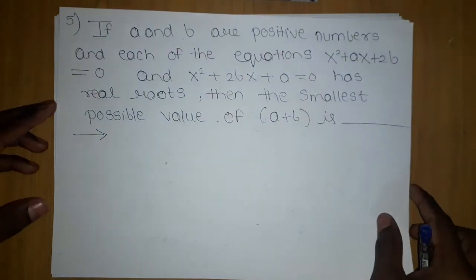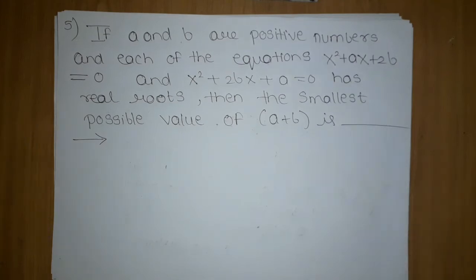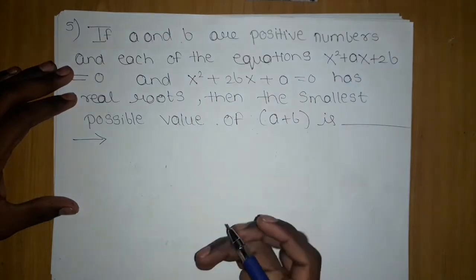The next problem is as follows: if a and b are positive numbers and each of the following, x square plus ax plus 2b equals 0 and x square plus 2bx plus a equals 0, has real roots, then the smallest possible value of a plus b is what? We want to find the smallest possible value.